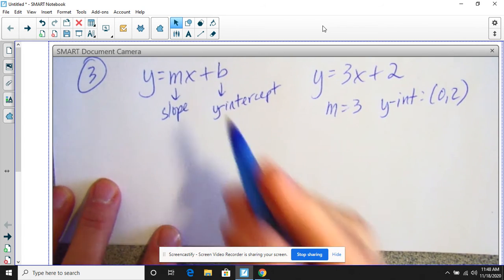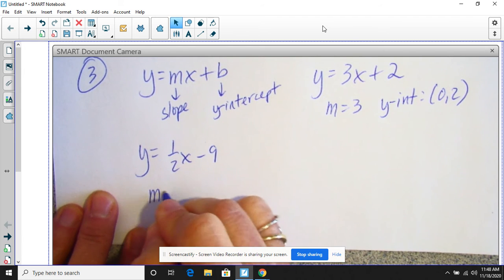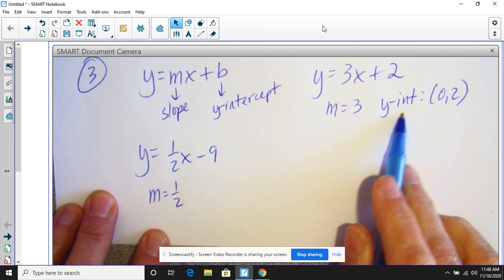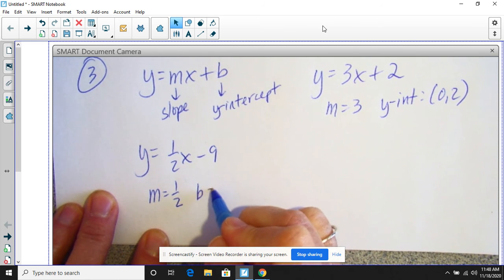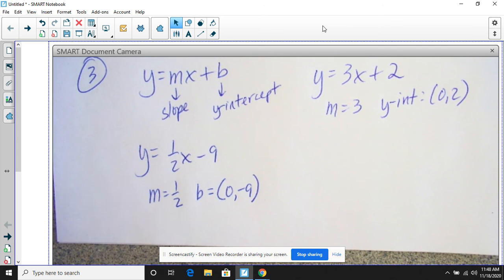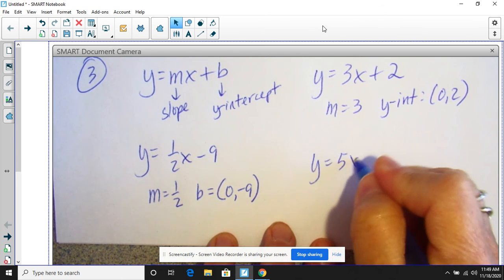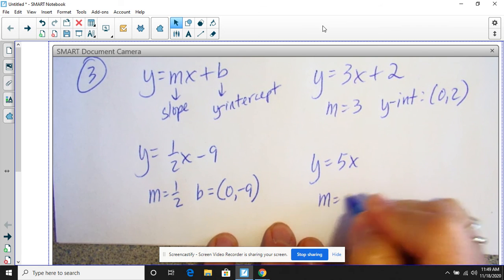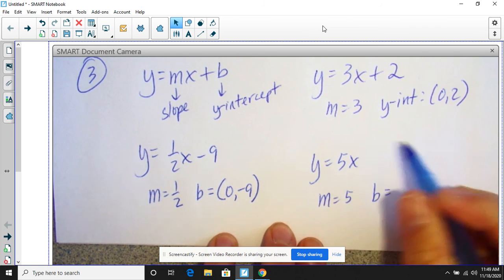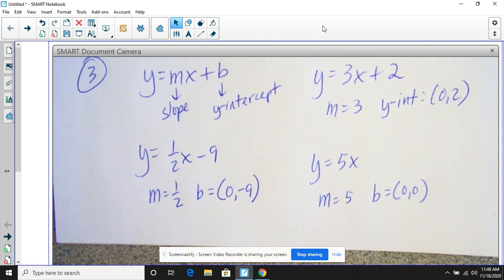Y is equal to 1/2 x minus 9. The slope is 1/2. I'm going to use b for y-intercept this time. The b is negative 9. As an ordered pair, which is how they're going to want you to represent it in Apex, it is (0, -9). Okay? Even if you had y is equal to 5x, the slope is 5. What's the b? What's the y-intercept? There's nothing there, so it is 0, or (0, 0). Okay, good luck.